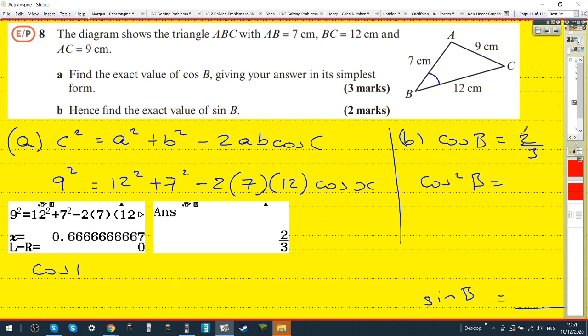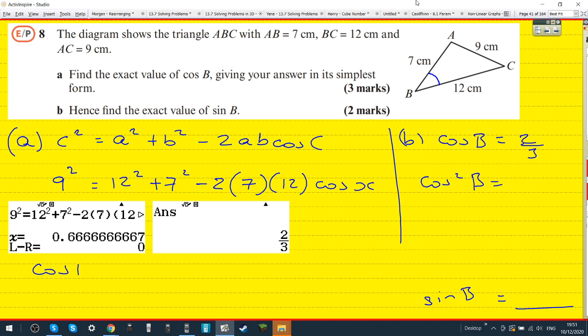Okay, cos B is 2/3. We want sine B. So it can be rewritten as 1 minus sine squared B equals 2/3. And then you'd add sine squared B to both sides. So it'd be 1 equals 2/3 plus sine squared B. And then you'd take away 2/3 on both sides.